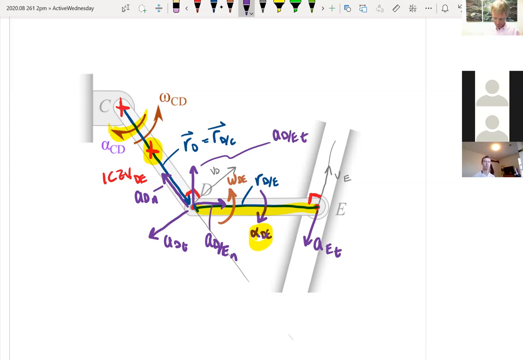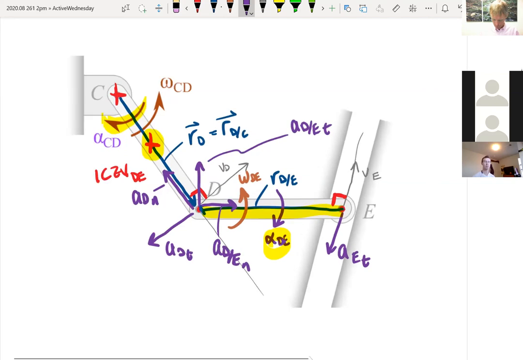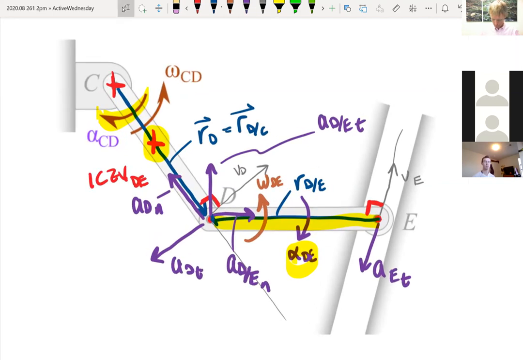Kind of going all the way back to once we found the ICZV, I actually get finding that. How did you use that to find the direction of VE?